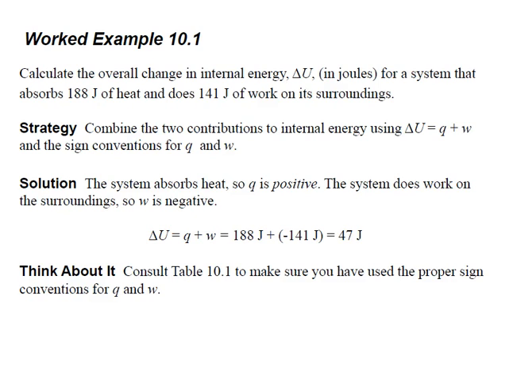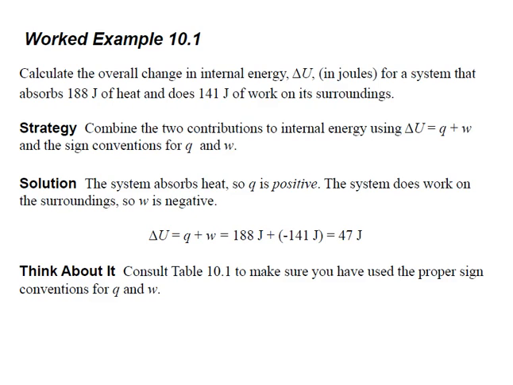This is fairly straightforward. Our strategy is to combine the two contributions to internal energy, using our formula: delta U, which is internal energy, is going to equal Q plus W, where Q is heat and W is work. It's important to know that if the system absorbs heat, our Q is positive, and if the system releases heat, then our Q is negative. You want to make sure that you pay attention to the sign.